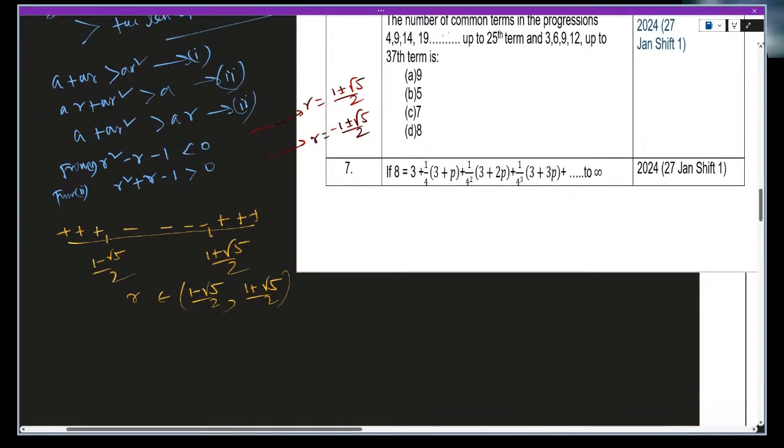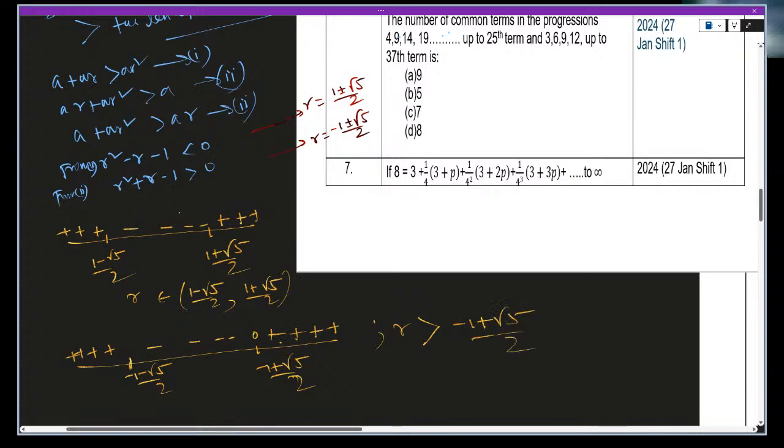Then from the second one, what do you get? What are the critical points here? And this one, isn't it? But this is greater than 0. So this region and this region, this one and this one, but r cannot be negative, so you cannot take this part. So what condition are you getting? r greater than and r less than 1 plus root 5 by 2. Tell me what integer is possible there then?